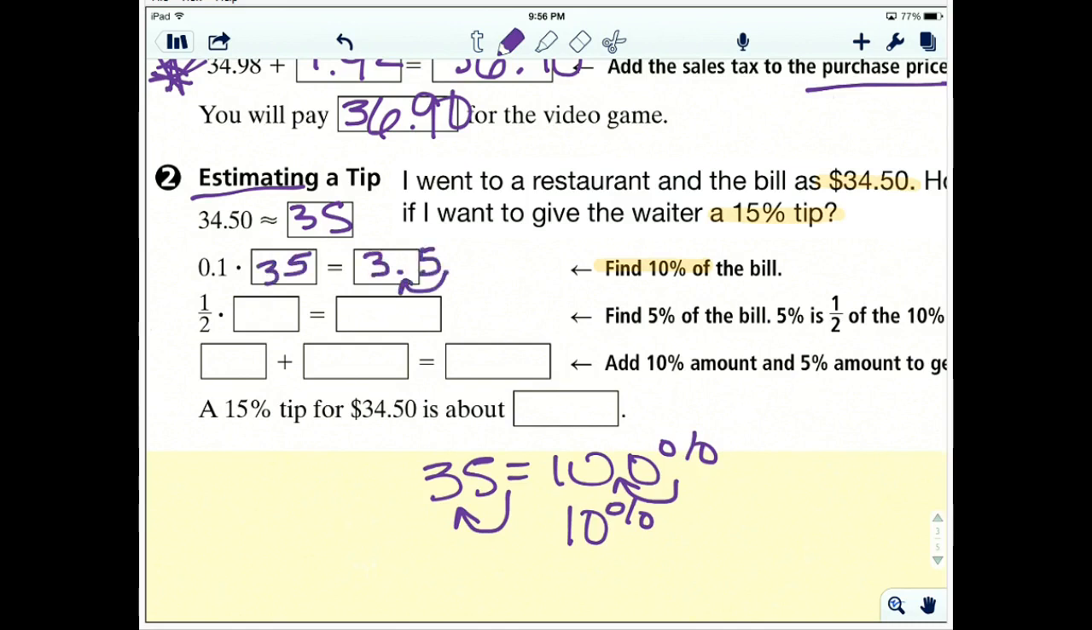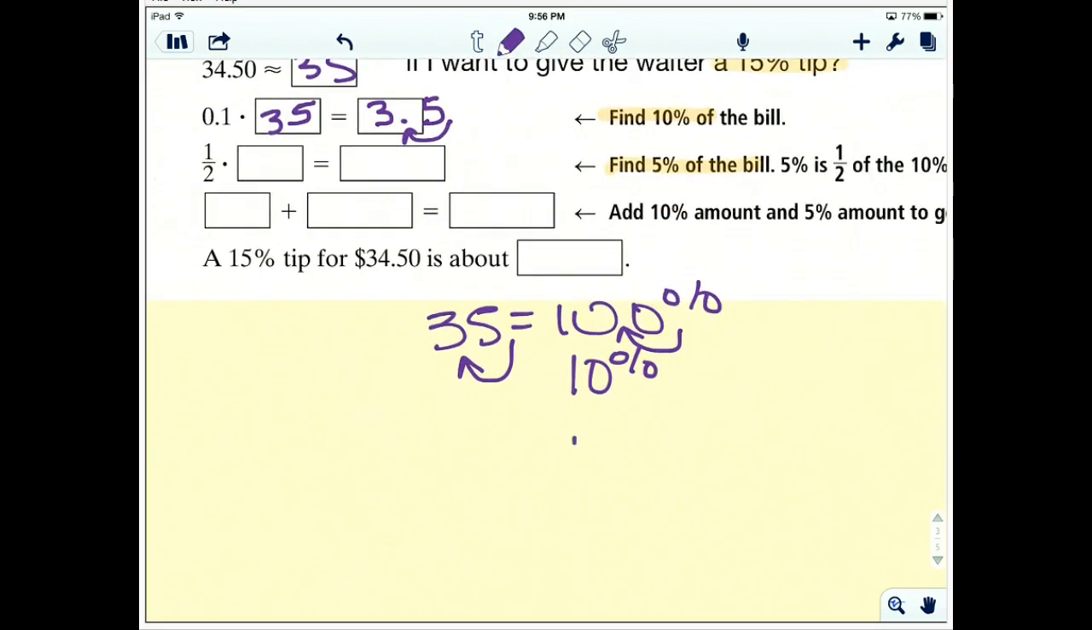I move my decimal. Okay, and then, well, 15% is 10% plus another 5%. So I'm going to find 5% now. So how do I do that? Well, I already know what 10% is. 10% is 3.5. To find 5%, what am I really doing? Well, I'm splitting it in half.